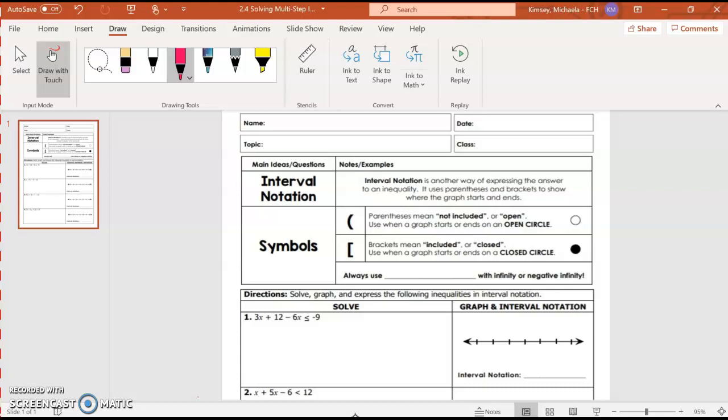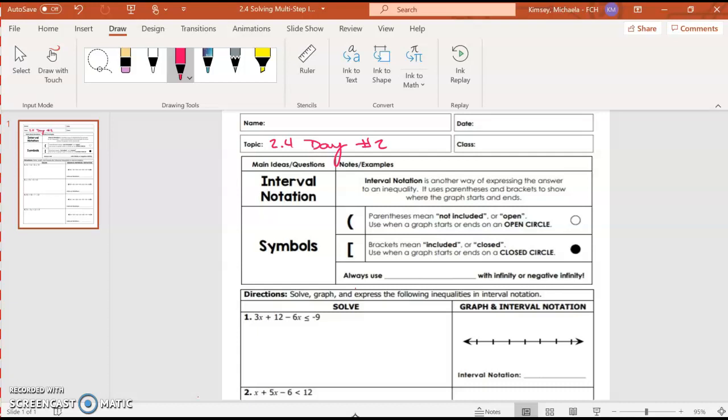notation. We've already done multi-step equations, and so multi-step inequalities aren't really that different. Remember, the only difference when we're solving is if we divide or multiply by a negative number, we have to flip our inequality sign. So up at the top, our topic is 2.4 day 2. Okay, so interval notation is just another way of expressing the answer to an inequality.